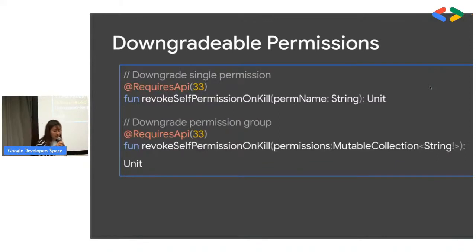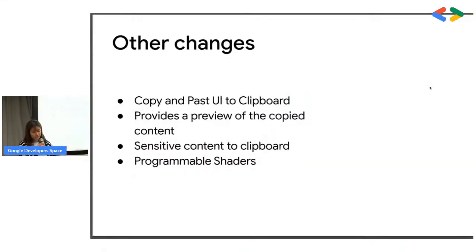Okay, in Android 11 and above, a new API was introduced, which is the downgradable permission. What you can do with that is re-invoke your grant permissions, whether you want to revoke a single permission or a group of permissions. Other changes are a preview for copied content, where you can hide sensitive content you copy, such as a password, and programmable shaders.